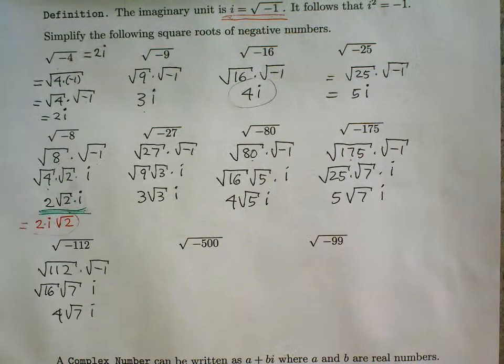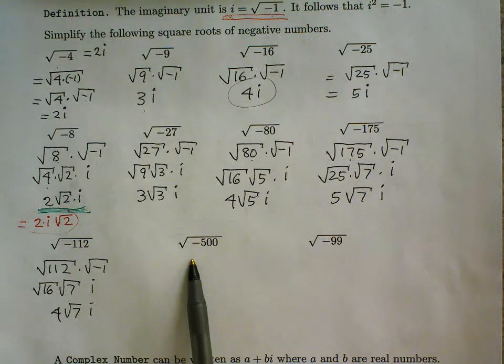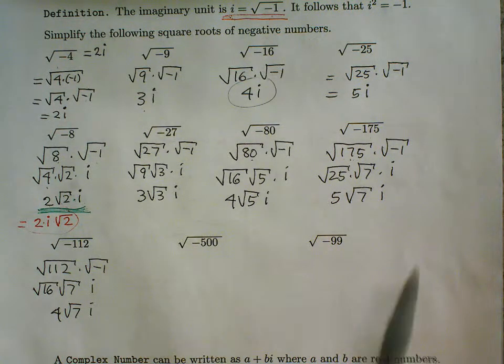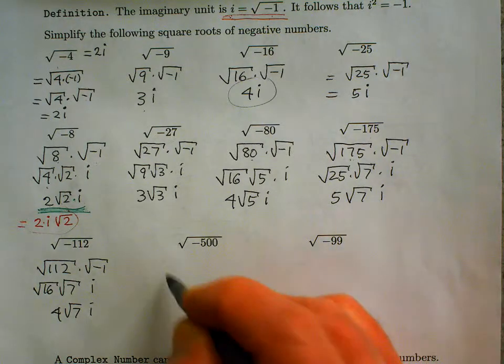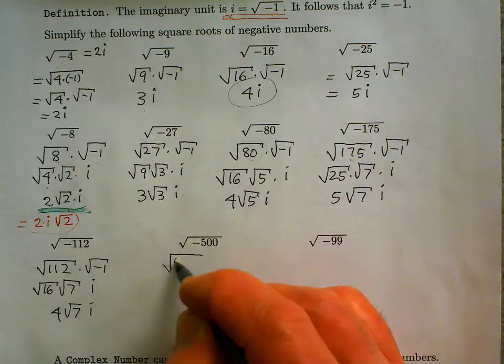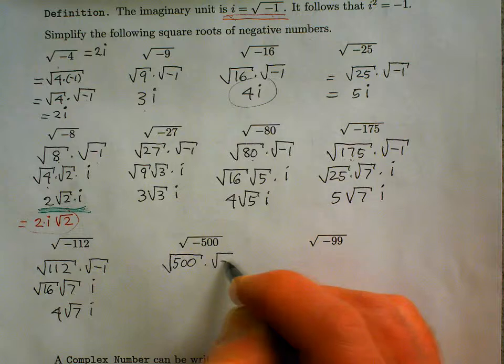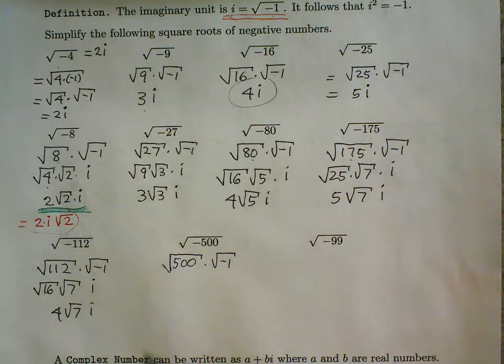Okay, we got to this part. Simplify the square root of negative 500. So rewrite it as the square root of 500 times the square root of negative 1. We'll simplify the square root of 500 and replace the square root of negative 1 with i.